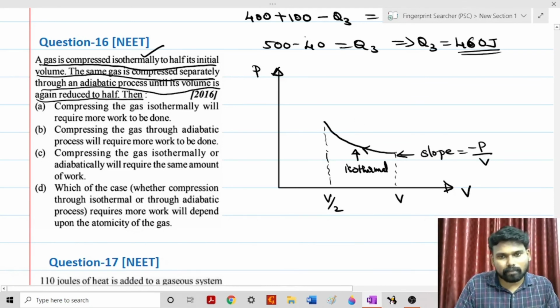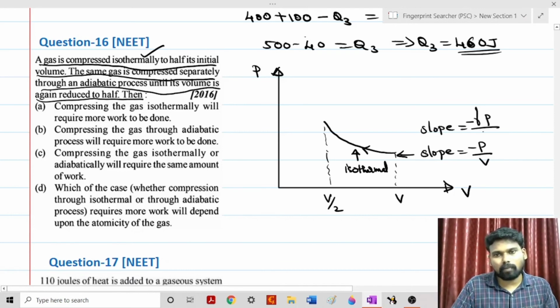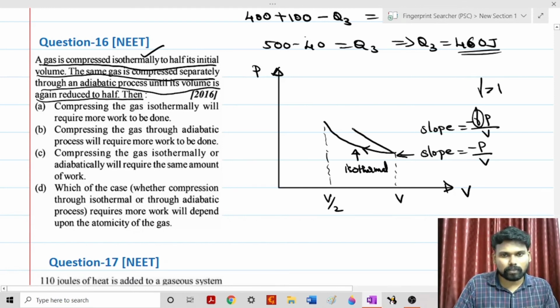When the gas is taken adiabatically, the slope will be greater. What is the equation for the slope of the adiabatic curve? Gamma P by V. Gamma is greater than 1, so this will be steeper. It is negative, but in the diagram it will be steeper because the magnitude is greater, so the adiabatic process will go like this. It is steeper than the isothermal, that is the idea.